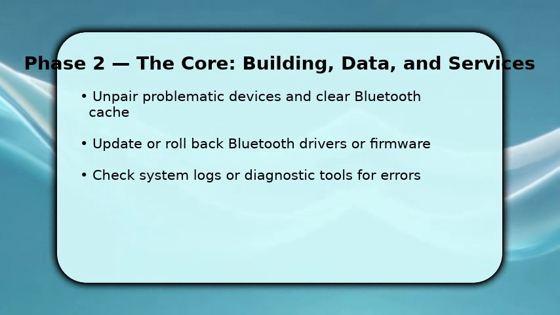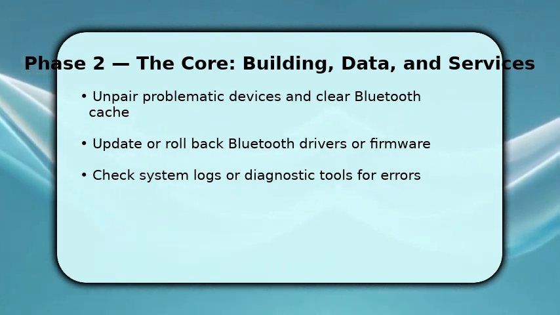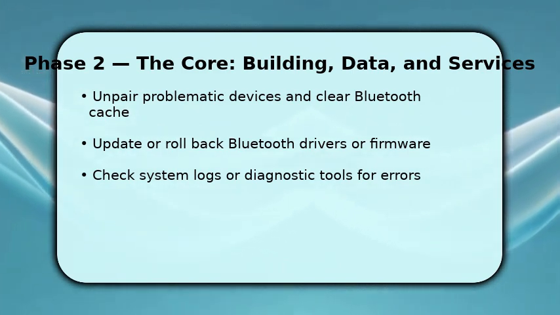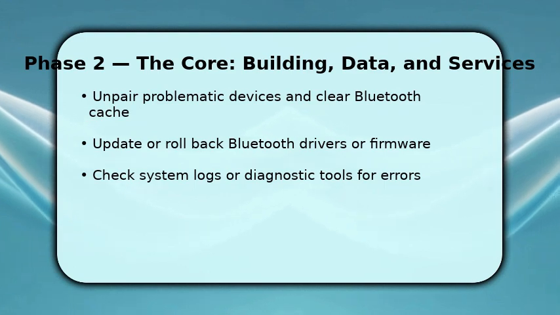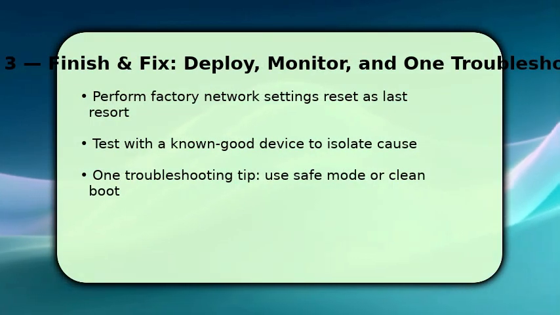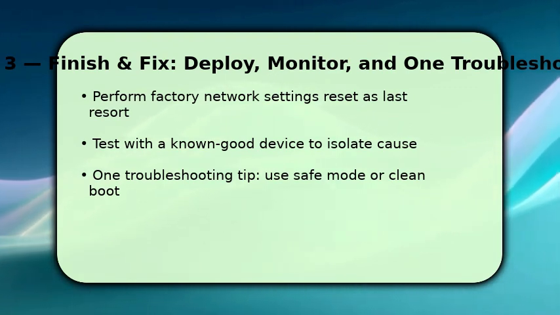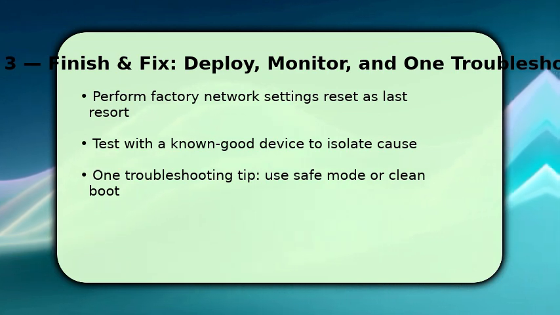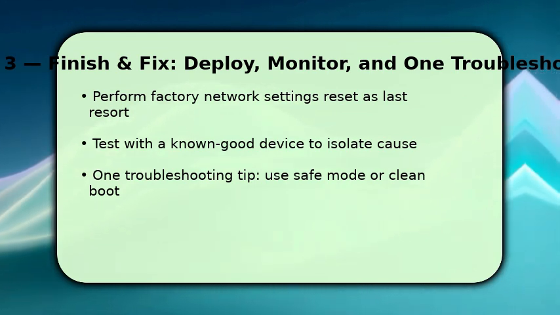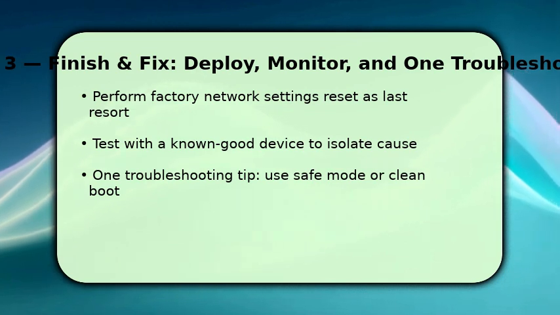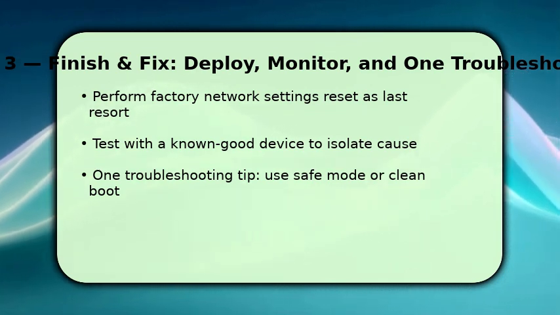If you use USB Bluetooth adapters, reset them or try a different USB port to rule out power or bandwidth issues. Finish with the final remedies. Make a backup, then perform a network or Bluetooth settings reset. This restores defaults and removes hidden misconfigurations. Once done, test pairing with a known good device to determine whether the issue is local or external.